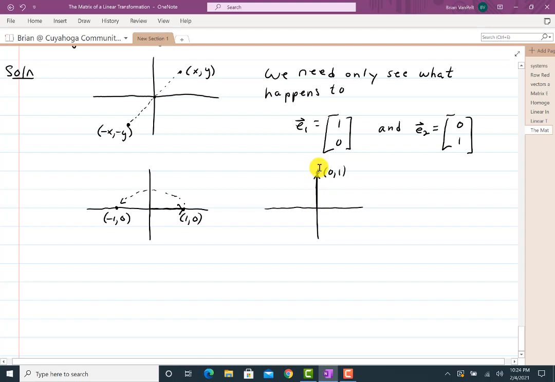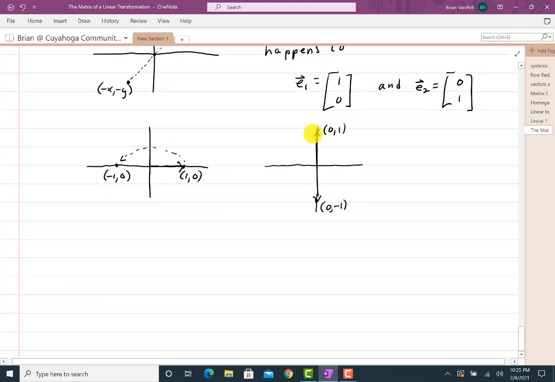Follow it. Follow the point here. It's got to go to the origin and then continue through to the exact same distance on the other side. What point does it end up at? It ends up at 0, negative 1. So that point there comes and goes to there.